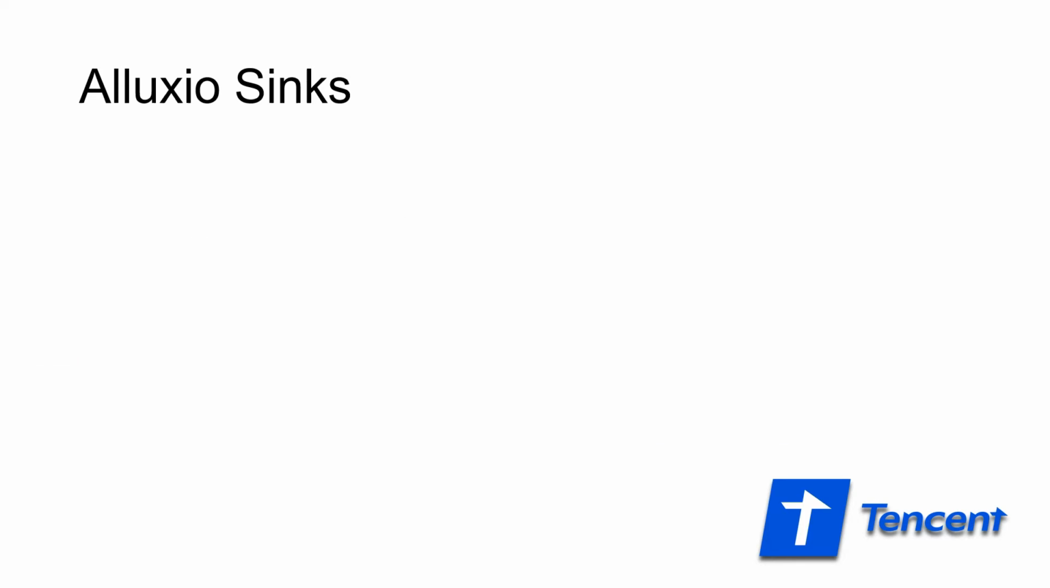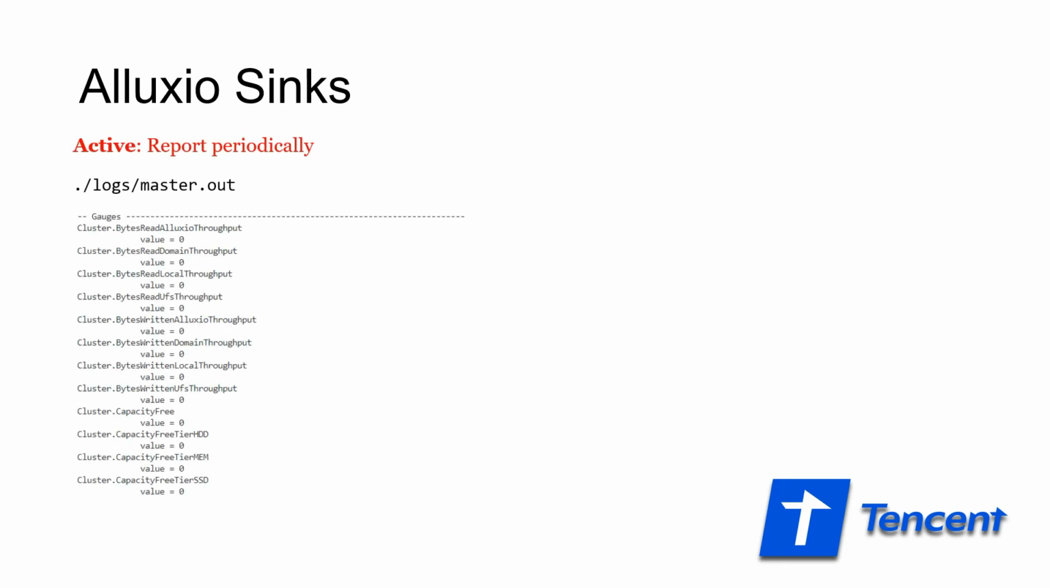Okay, on the left is the console sink. If we enable the console sink, the metrics will be printed into a standard output file, for example, the master out or the worker out. The console sink reports the metrics periodically, so you can get the metrics anytime you want. So from Alluxio's perspective, it's active.